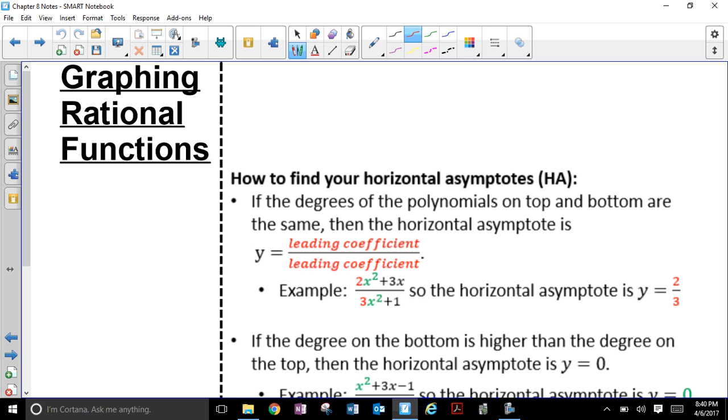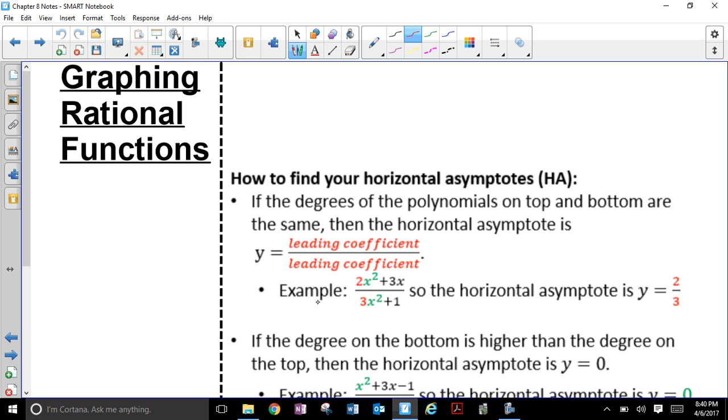All right, so we've got horizontal asymptotes, which we're going to call HA for short, so you don't have to write out horizontal asymptotes every time. There's only 3 scenarios that can happen. The first one is if the degrees of the polynomials on top and bottom are the same, then your horizontal asymptote is y equals whatever the leading coefficient is on top over the leading coefficient on bottom.